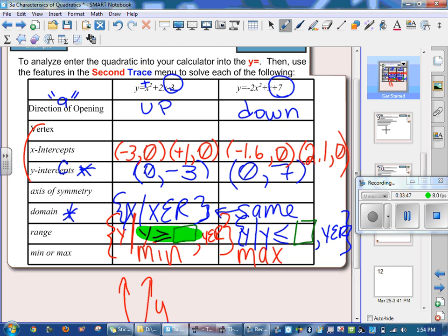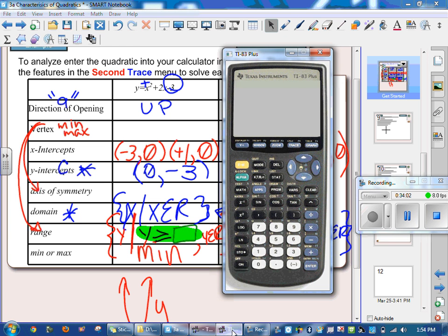So again, we're in second trace. Everything's in second trace. So on your calculator, we're going to go second trace. Now, because it's going up, I've got a minimum. I'm going to hit number 3. Now on these ones, when you've got minimum or maximum, you've got to be to the left of the hump or the hill, and then to the right of the hump or the hill before you can guess. So right now my cursor's on the right. I have to move it with my left arrow to the left. Okay, anywhere on the left, hit enter, go to the right, hit enter 2 times.